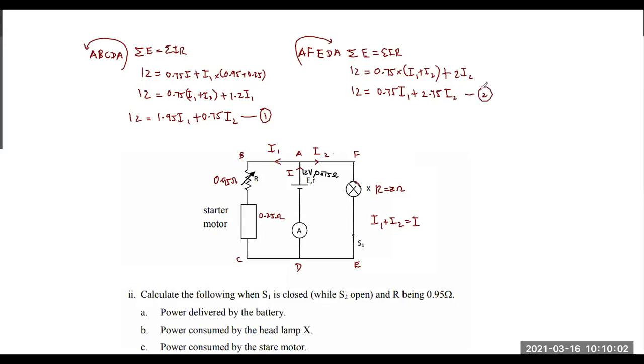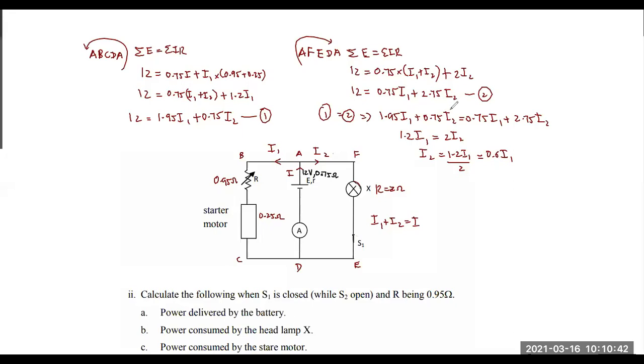Right, second equation. So I think we can equate them, 1 and 2. Then you will be getting 1.95 I1 plus 0.75 I2 equals 0.75 I1 plus 2.75 I2. So let's try to find an equation for I2 in terms of I1. On the left side, I'm getting 1.2 I1. On the right side, I'm getting 2 I2. Not bad. So I2 is 1.2 I1 divided by 2, that is 0.6 I1.